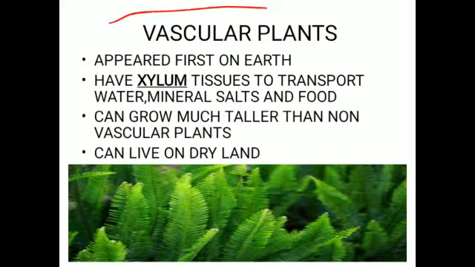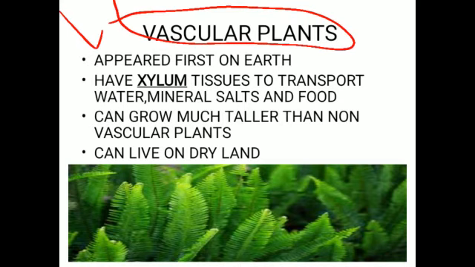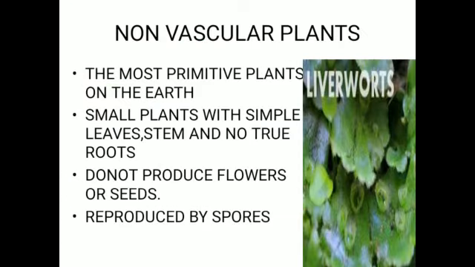Vascular plants appeared first on earth. They have xylem tissues to transport water, mineral salts and foods. As I told you, they have a proper tissue system. Those tissues used in transporting water and mineral salts are called xylem. They can grow much taller than non-vascular plants, and they can live on dry land because they have a proper system of transportation. On the other side, we have non-vascular plants.